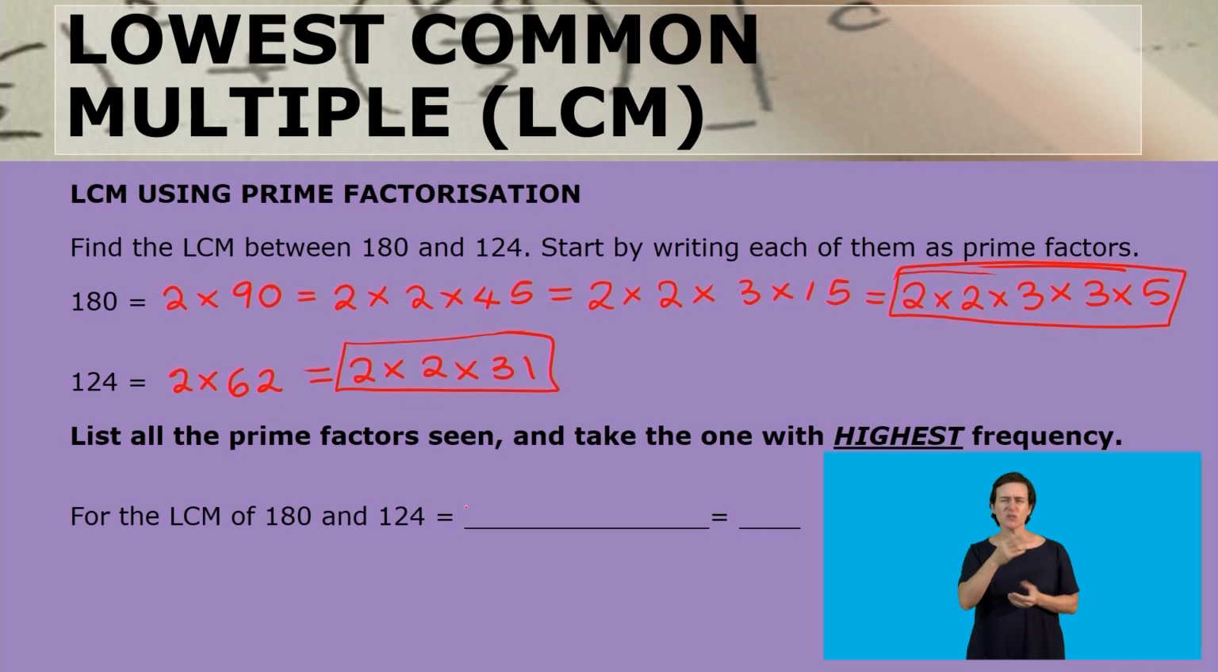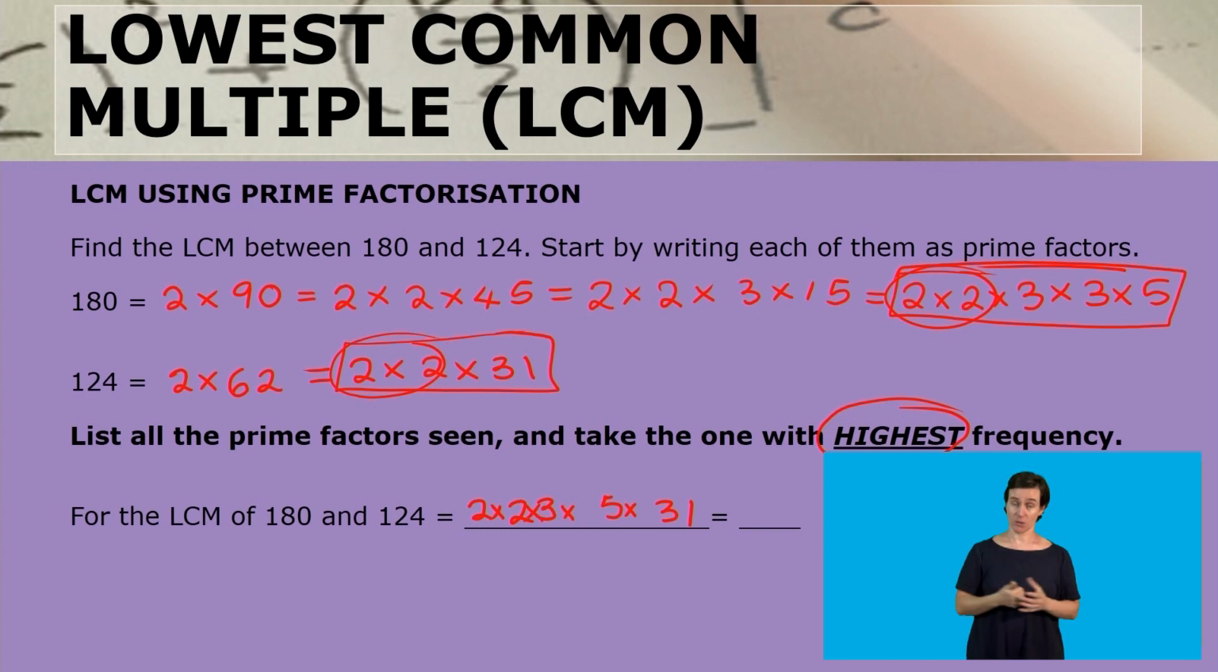Which prime numbers can you see there? That is our 2, and that is our 3. Then we have our 5, and then we have our 31. But remember, because we are looking for the one with the highest frequency, if we look at that block there, we have 2 2's, and even here we have 2 2's, so we are only going to multiply the 2 twice, or by itself once.